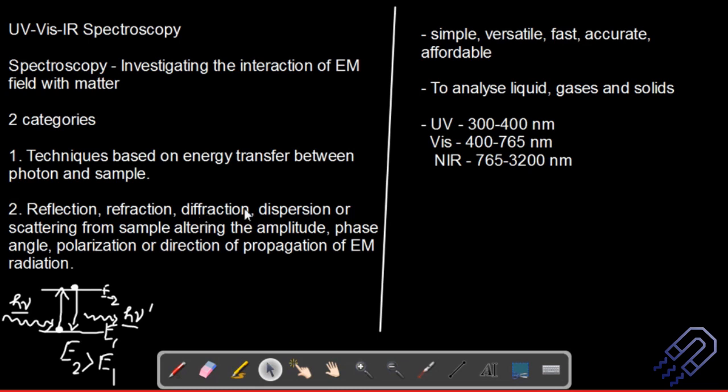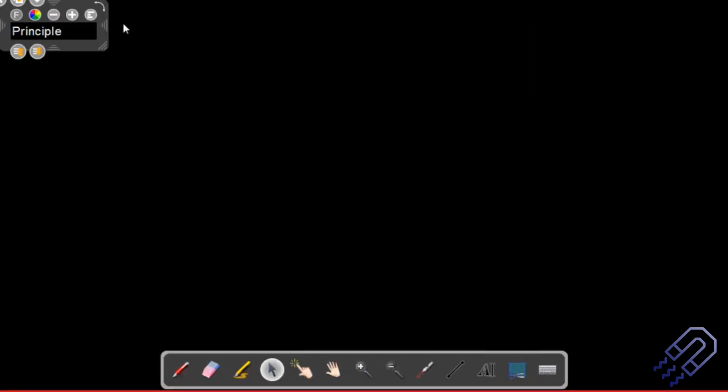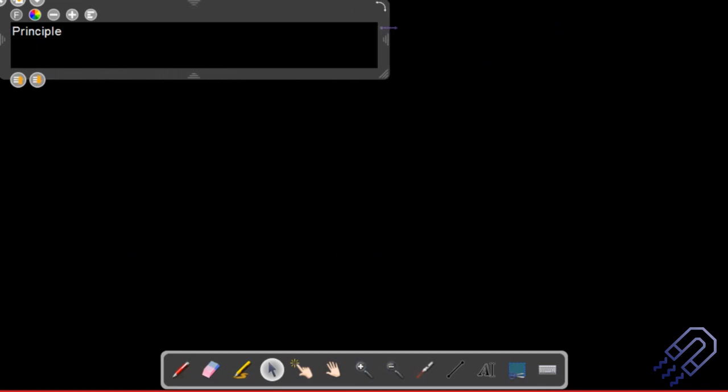In the next class, something which we have already done a bit is the principle. But apart from that, we are also going to look into different kinds of instrumental setups. How does it determine the energy level? How does the UV visible spectra look like, and so on. These are the things we are going to study, once we understand the principle, why the device is designed in such a way, why the instrumentation is the way it is.